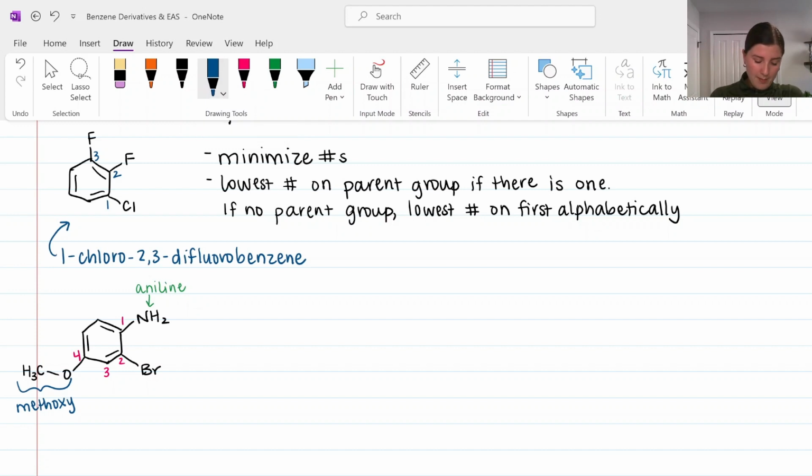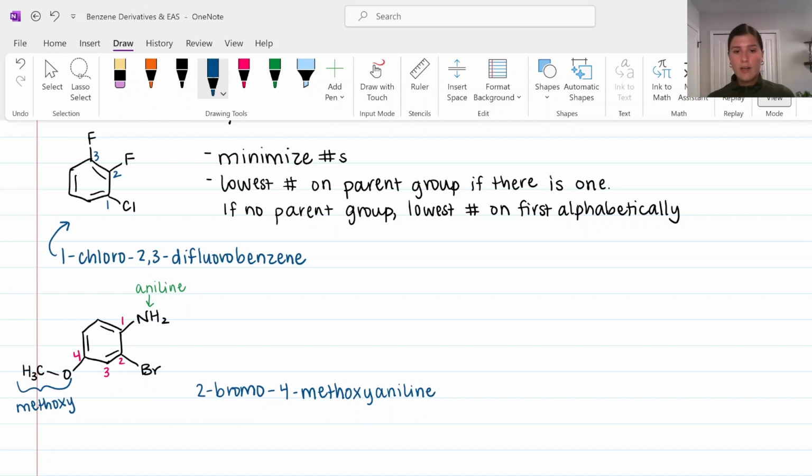And then when we write the name out, we order substituents alphabetically, and we use that parent name aniline as the suffix of the name instead of benzene. So we'll start with bromo. We have 2-bromo. Then our other substituent is methoxy, so 4-methoxy. Aniline.